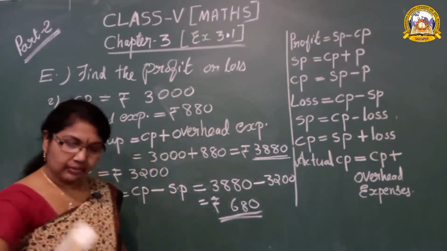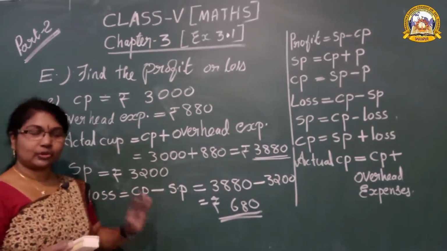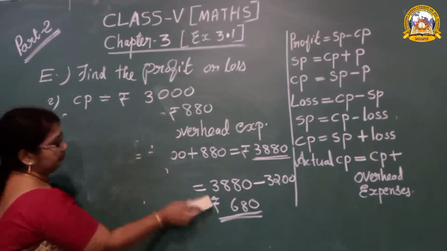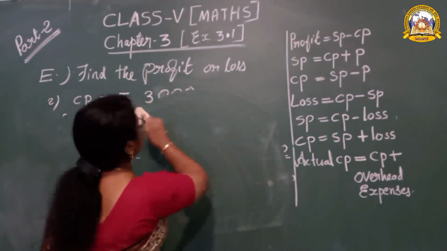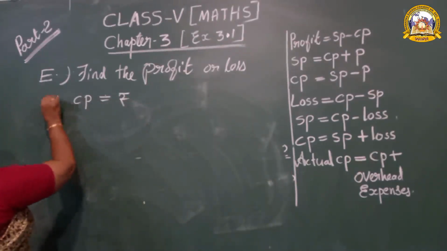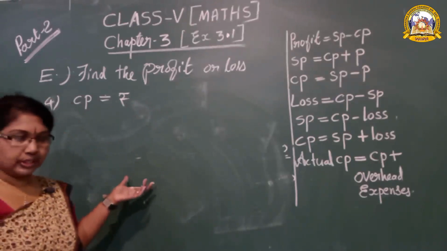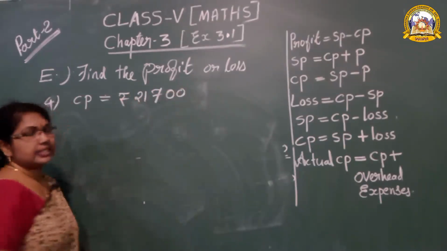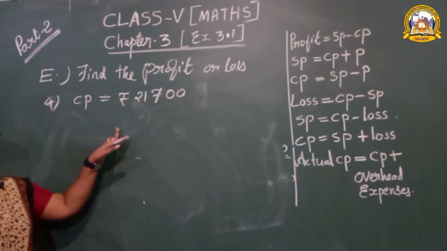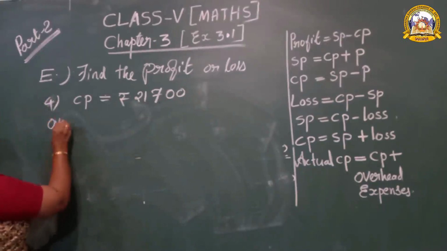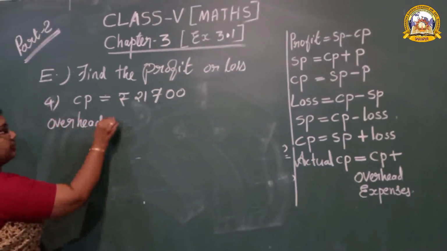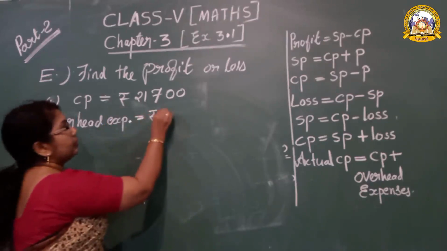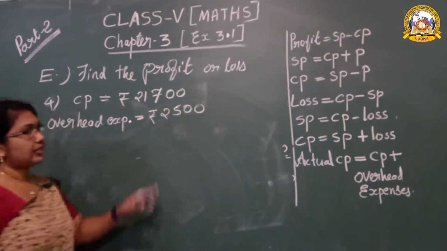Okay, now look, third one is homework. So only third one is homework. Total 4 questions. Then fourth one I am showing. Look at the fourth question. Cost price is given, 21,700. Then overhead expenses is rupees 2,500. What is overhead expenses?